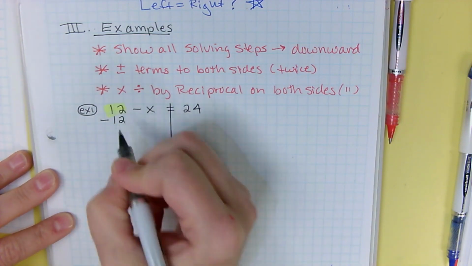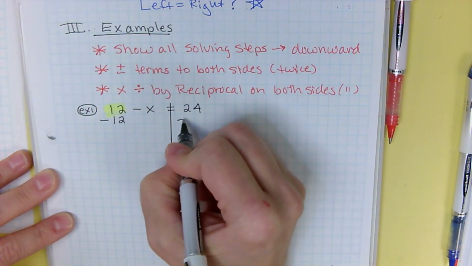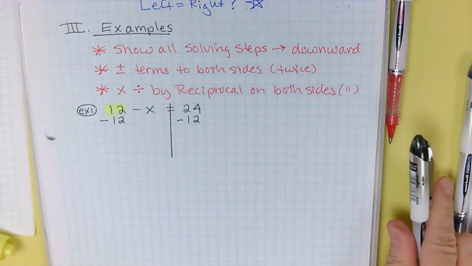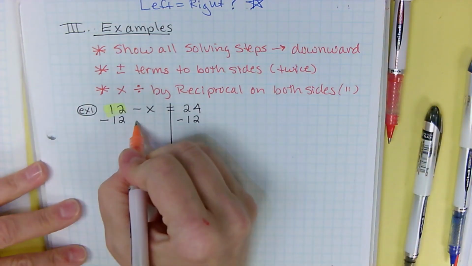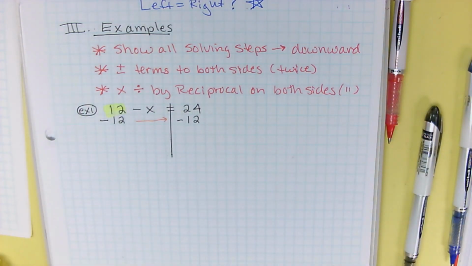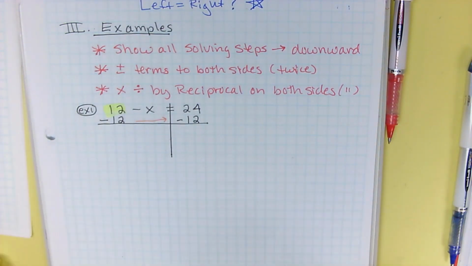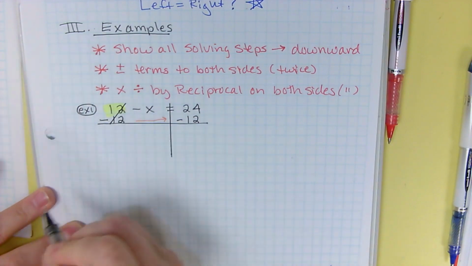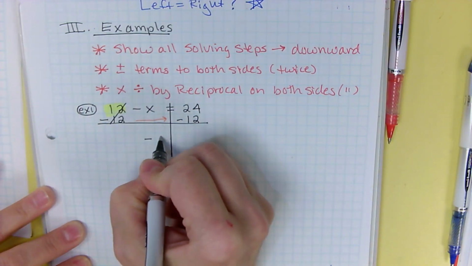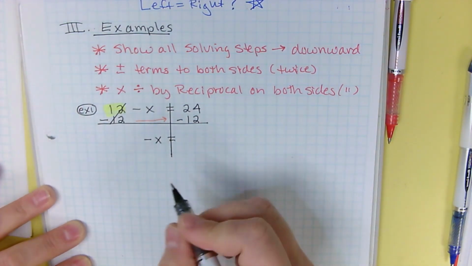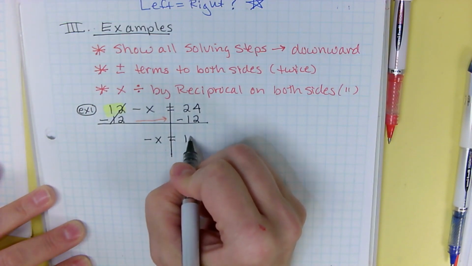So we're going to subtract 12 on the left, which means we have to subtract 12 on the right. Why? Because there's an equal sign. That means you have to do everything equally to both sides. So if you do this right, the opposites should add up to 0 because that's what opposites do. 12 minus 12 goes to 0. I now have a negative x equals 24 minus 12, which is 12.